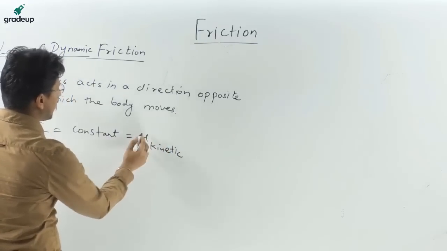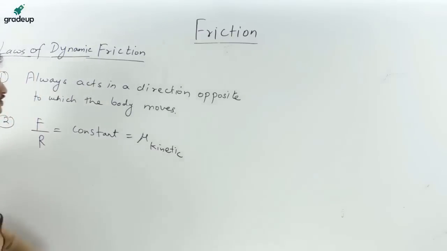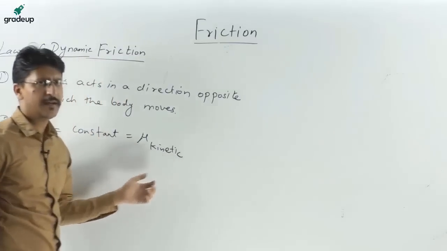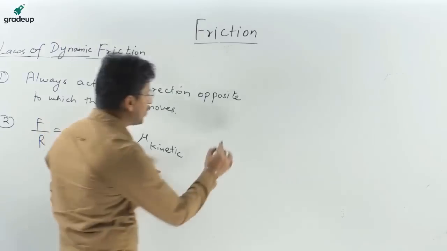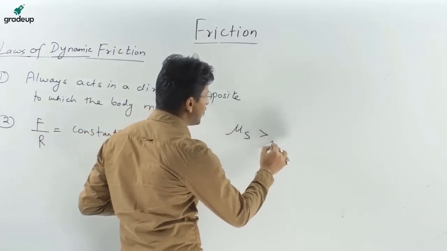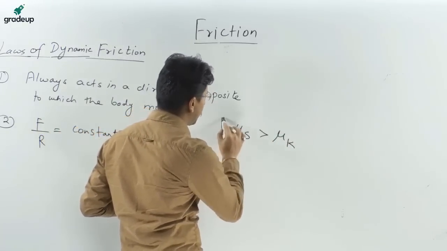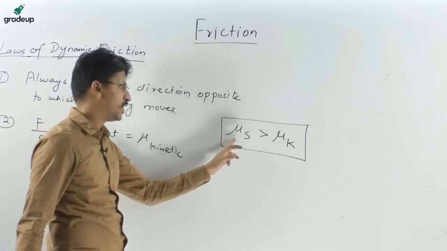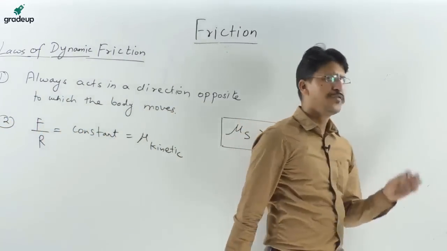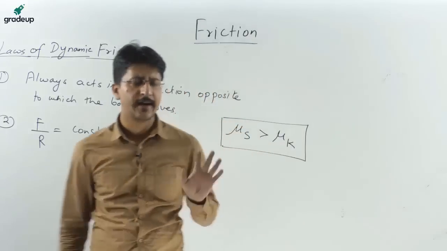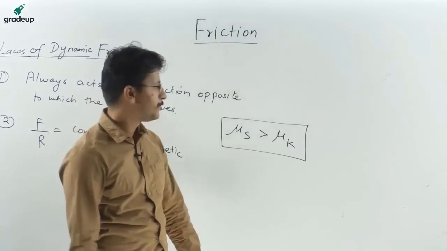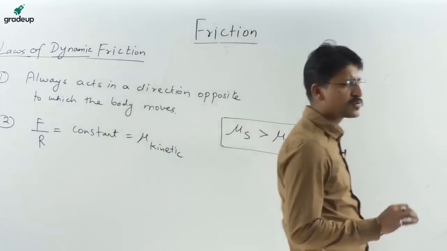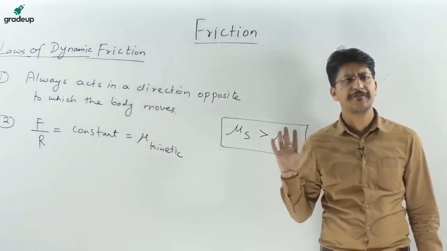Dynamic or kinetic friction is one and the same thing, because I have already told you, the laws of dynamic friction or the laws of kinetic friction. But one important relation is mu s is greater than mu k, that is, the coefficient of friction in the case of static friction is greater than the coefficient of friction in the case of kinetic friction. There is not much to discuss in this class. I am just giving you a brief overview about friction.